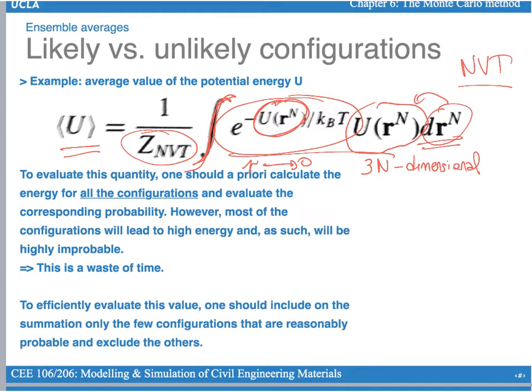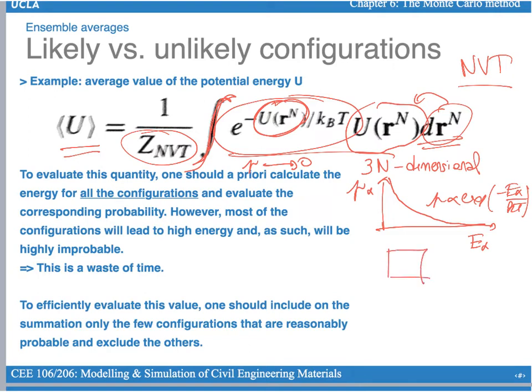This comes from the point, again, that if you plot the probability of a given configuration as a function of the energy of this configuration, this is an exponential function. It goes to zero as soon as the energy becomes high with respect to kT. So if you take all the possible configurations of the atoms, most of those configurations will be unlikely. For example, if you take a given volume like this, you can have a configuration that is like this, that's a very likely configuration.